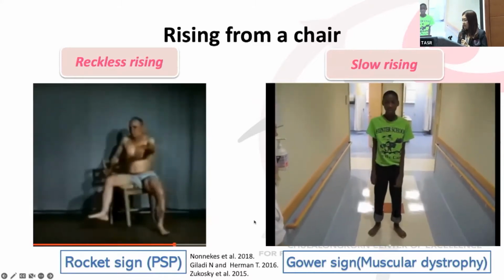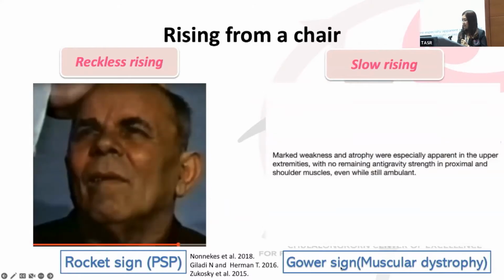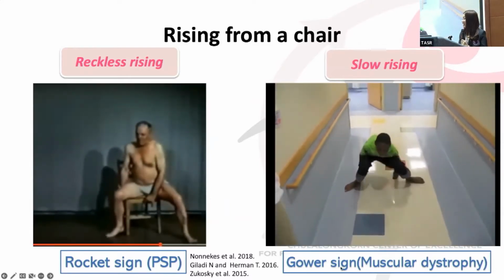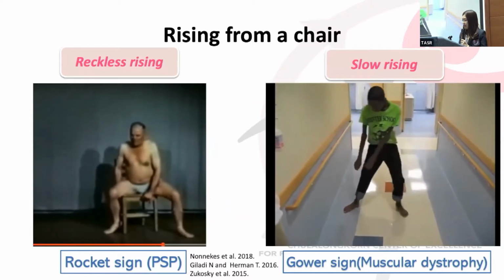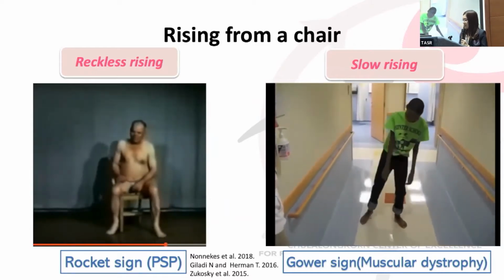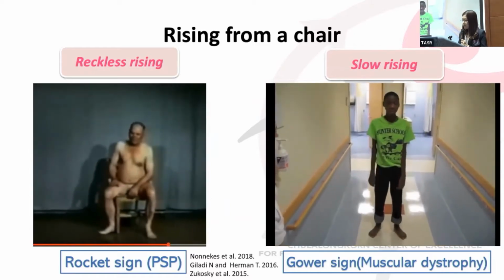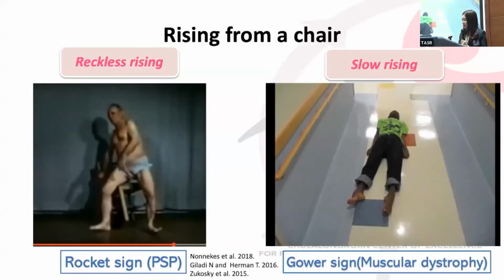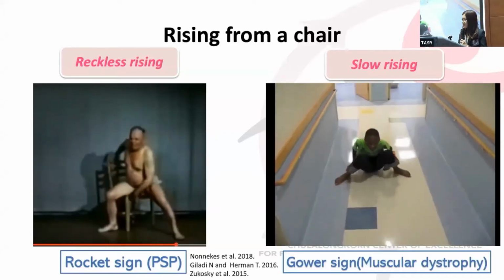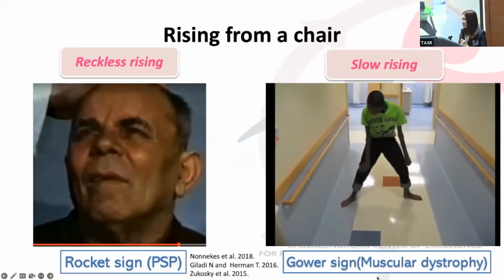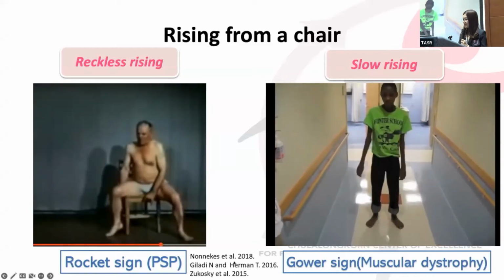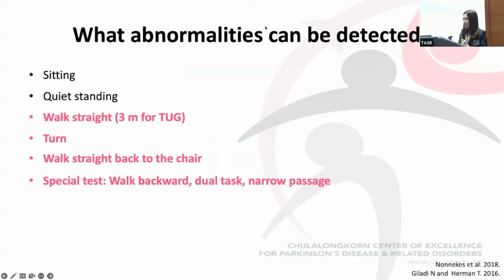However, in the right video, you see that this patient has slow rising caused by his proximal muscle weakness, or if extreme, it can also be found as Gowers sign in muscular dystrophy, like in the right video. Other factors can also confound the rise of patients, such as musculoskeletal problems or pain. Now we are moving to the abnormalities in the 4 steps here.